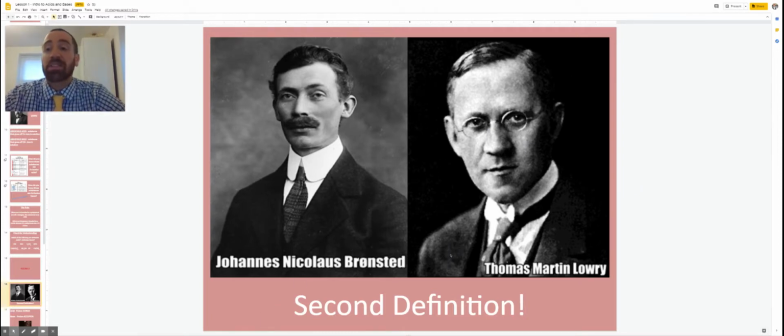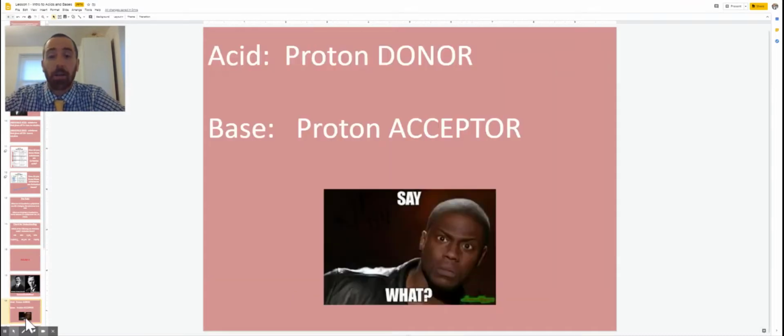You just need to know that there's a second definition of acids and bases. And it's even easier than the Arrhenius definition to write down, but it's a little more difficult to understand. So an acid is a proton donor, and a base is a proton acceptor. Pause the video, copy it down, and we'll talk about it. Go.